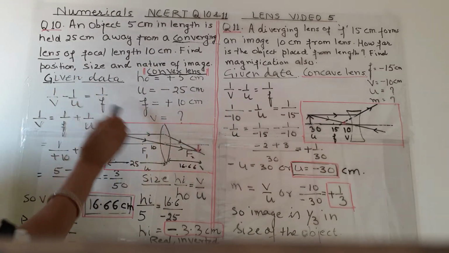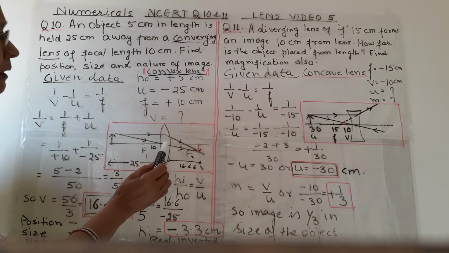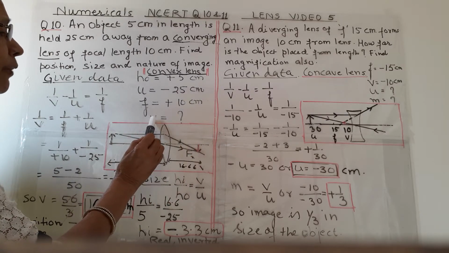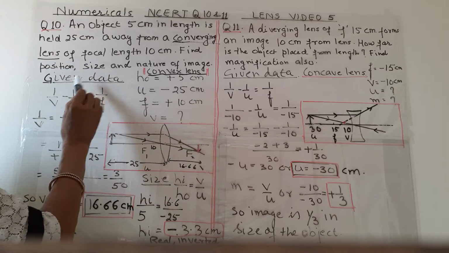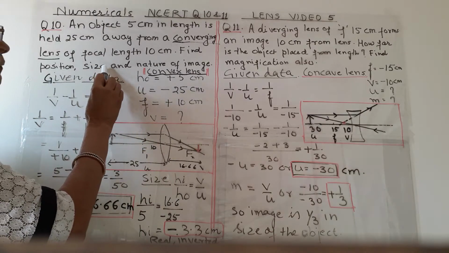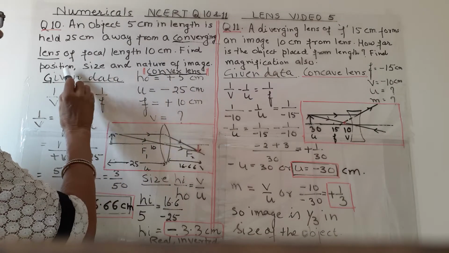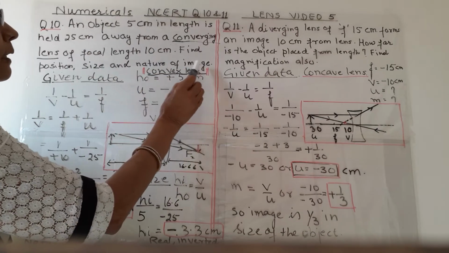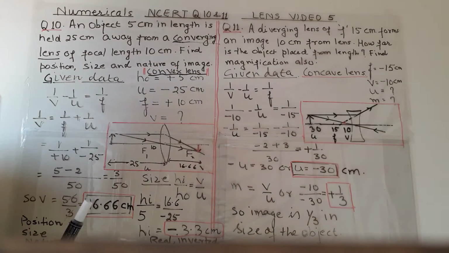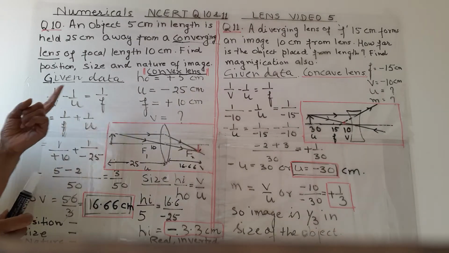For position of image, we have to find V, that is distance of image from the optical center. So V we have to find for position, then size. For size, we have to calculate magnification, and nature of the image we will see by position and size. So now we will start calculating this numerical. First we will write the lens formula.